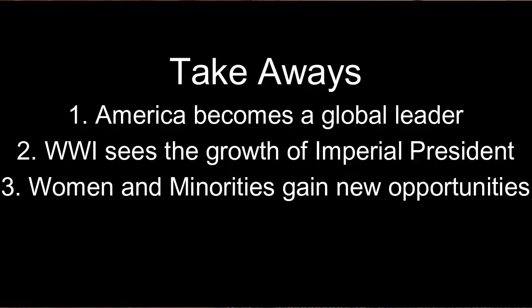So what are our big three takeaways when we think about this time period in World War I? Takeaway number one, the United States ends this war becoming a global leader because of the 14 points in the League of Nations. Number two, the United States is going to go through an internal questioning over civil liberties and the question of what the role of the presidency is going to be during a time of war.